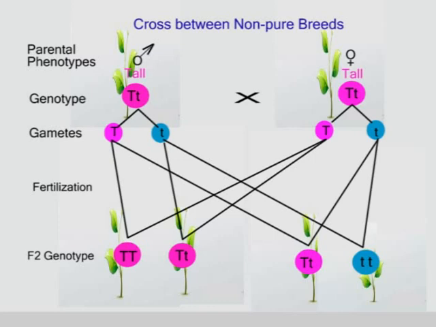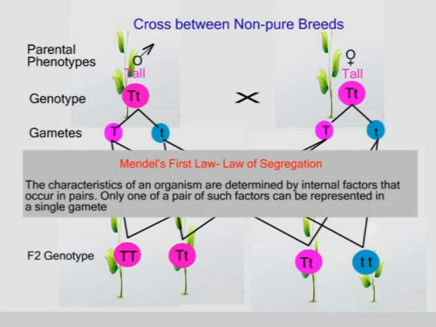The ratio 3 tall to 1 dwarf in the second generation is characteristic of monohybrid inheritance, where one gene is completely dominant over the other. This is complete dominance. The monohybrid crosses are based on Mendel's first law, which states that the characteristics of an organism are determined by internal factors which occur in pairs. Only one of a pair of such factors can be expressed in a single gamete.